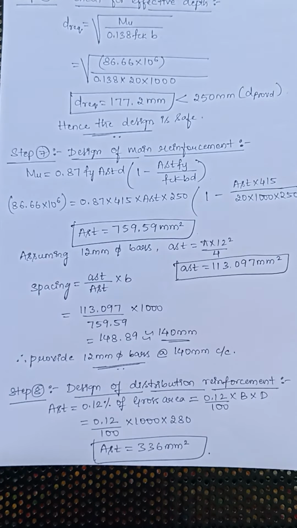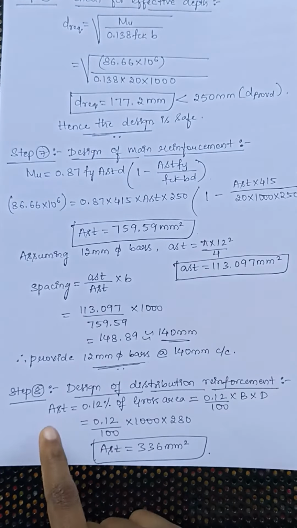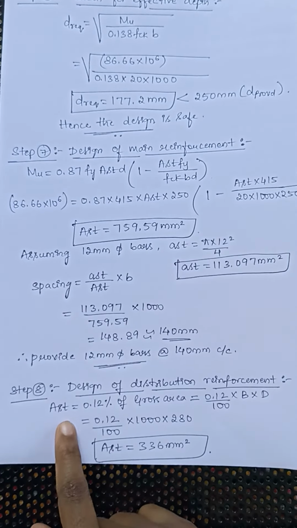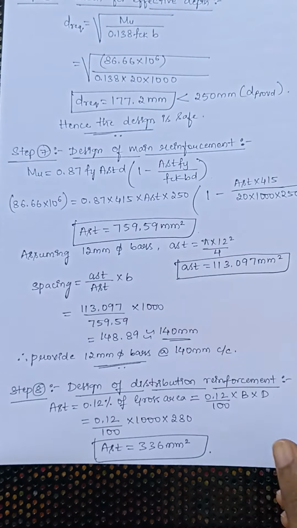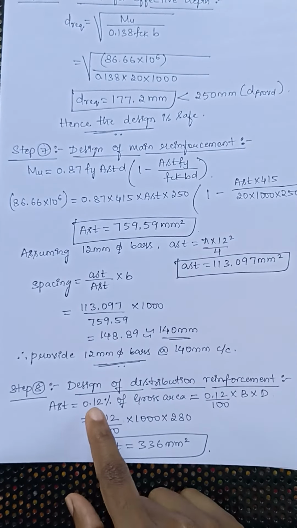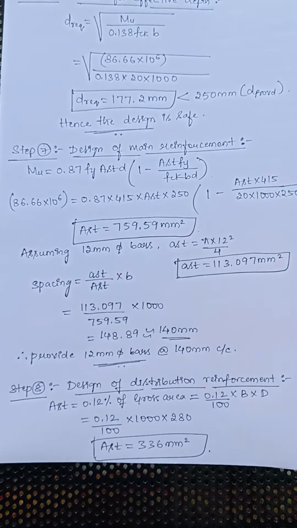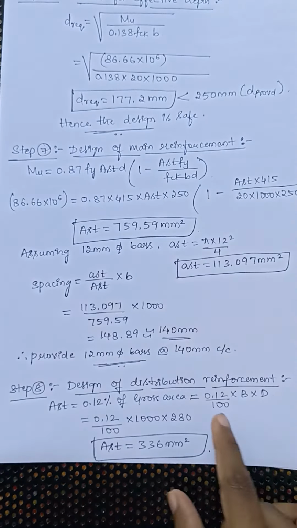Let us move to the next step. In step number 8, we need to design the distribution reinforcement. For designing the distribution reinforcement, we adopt the value of AST as the minimum AST, which is 0.15 to 0.12% of gross area. Here I am adopting a value of 0.12% of the gross area.